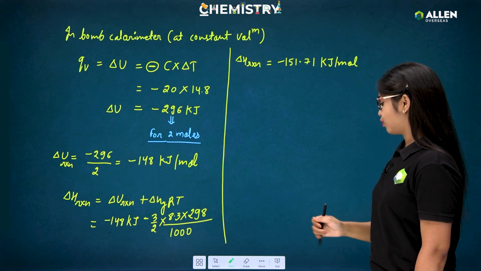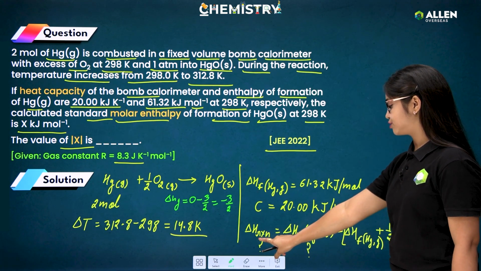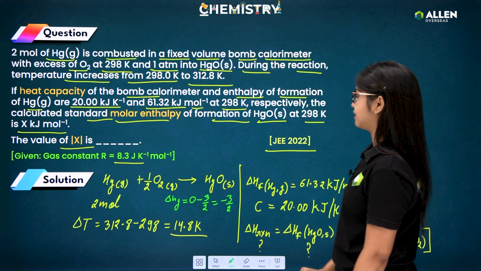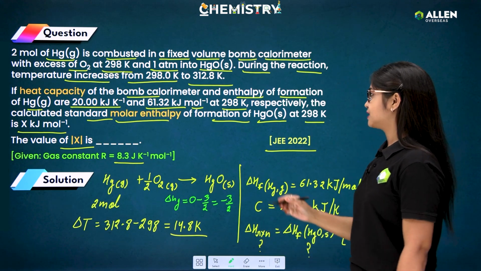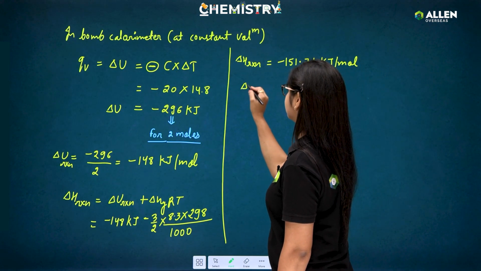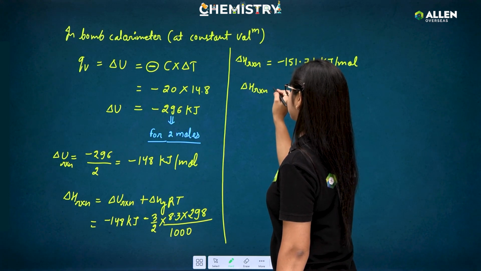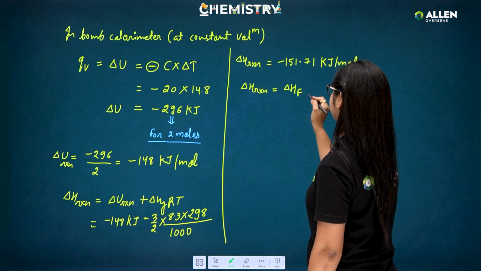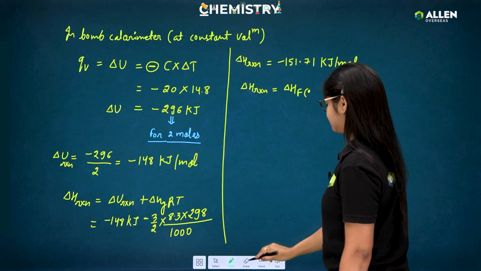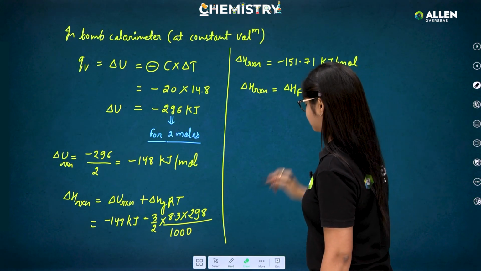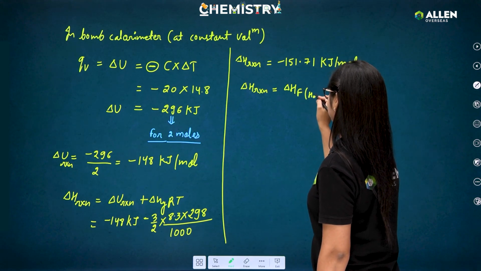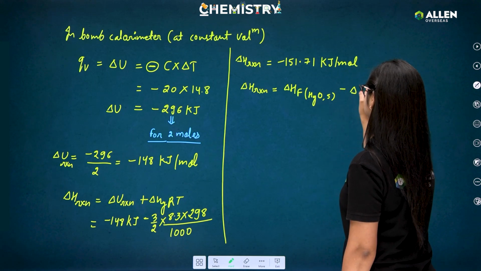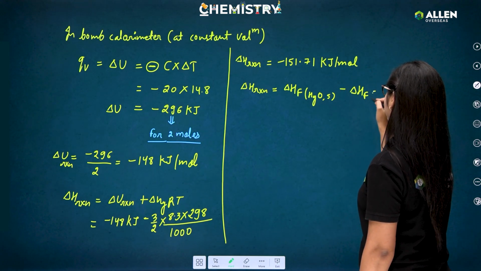Now we know only one step is left. Delta H reaction we have got, so we have to calculate delta H formation of HgO. So let's put that value in this equation. Delta H reaction equal to delta H formation of HgO solid minus delta H formation of mercury gas.